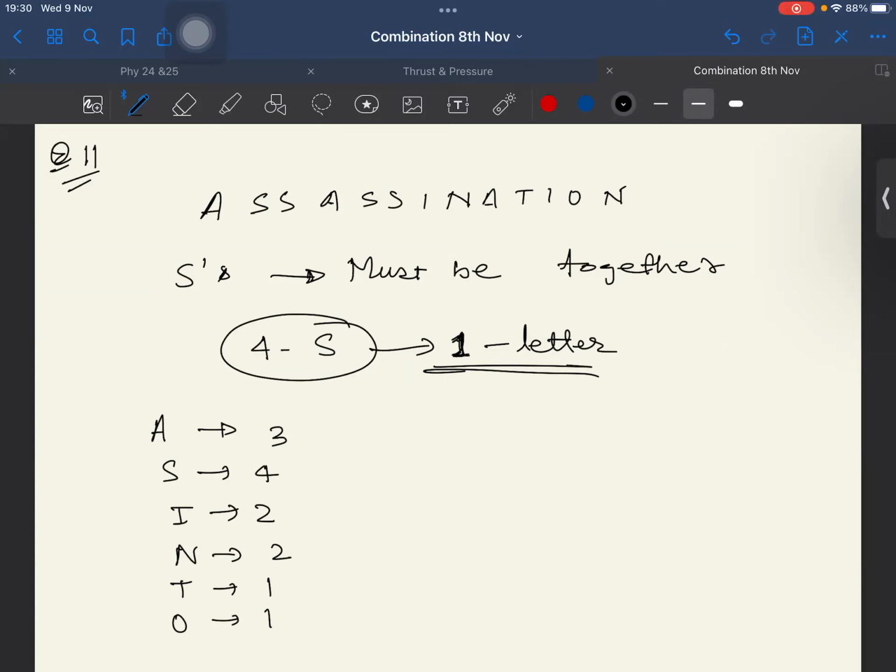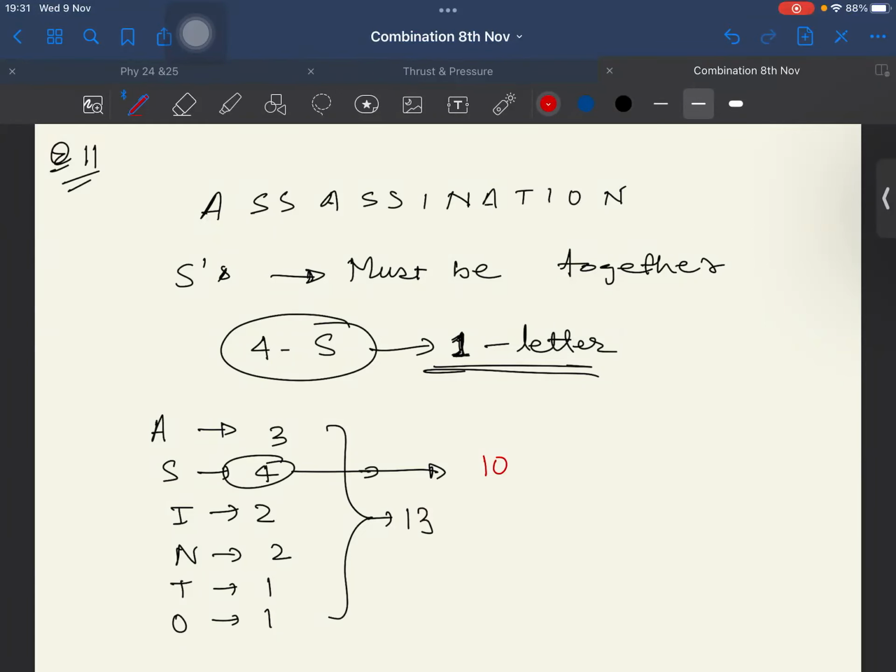Now, how many total letters are there? 13. But it says all S will stick together, wherever S goes. So we will treat all S as 1 letter. How many total letters are there now? 10. So there will be a total of 10 letters. Understood?